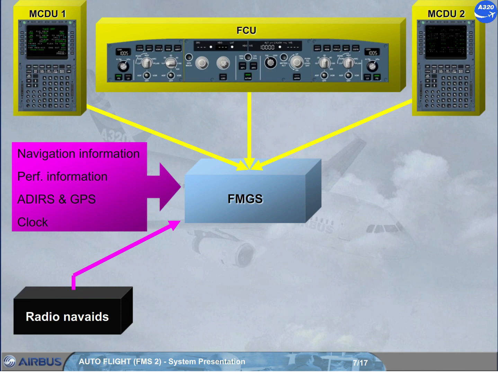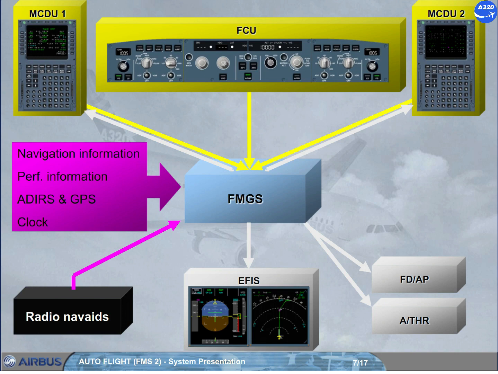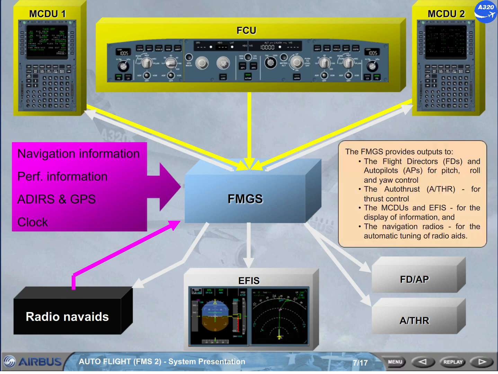The FMGS provides outputs to the flight directors, FDs, and autopilots, APs, for pitch, roll, and yaw control, the autothrust, ATHR, for thrust control, the MCDUs and EFIS for the display of information, and the navigation radios for the automatic tuning of radio aids.